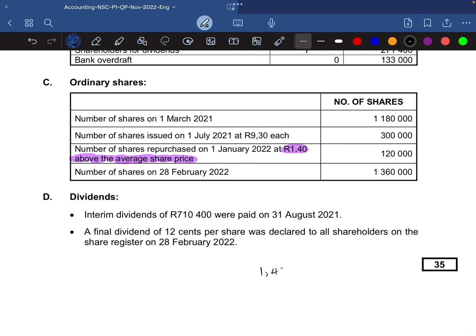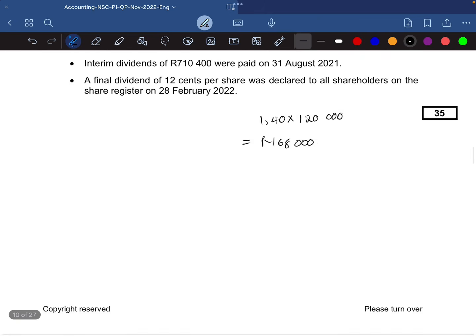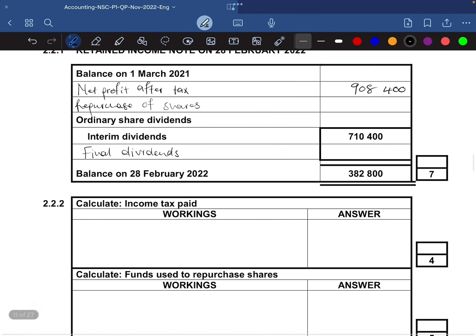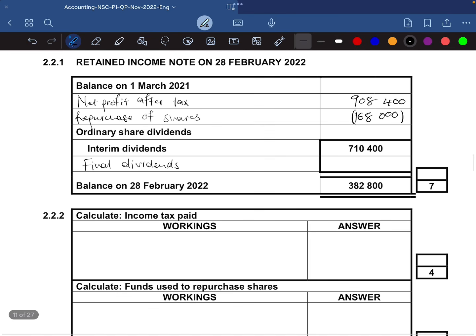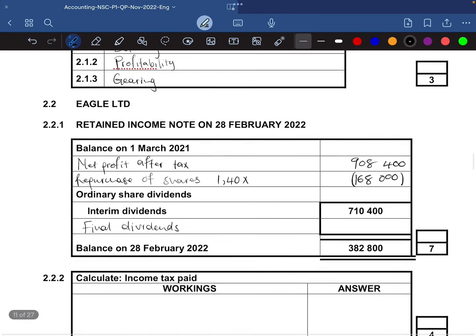So it's 140 multiplied by 120,000, right? So that should give us 168,000. Right. Okay, that's simple and quick. 168,000. And don't forget that if we're repurchasing something, of course we're supposed to use money, and then our retained income should decrease. So don't forget to show a calculation here. 140 times what's the amount?